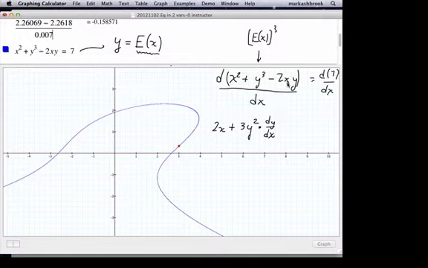Now what about minus 2xy? What's the structure? Product rule. So we'll have the first times the rate of change of the second, plus the second times the rate of change of the first. So minus 2x times the rate of change of y, plus the derivative of the first, which is minus 2, times y. And then on the right side, we have the rate of change of 7, which is 0.